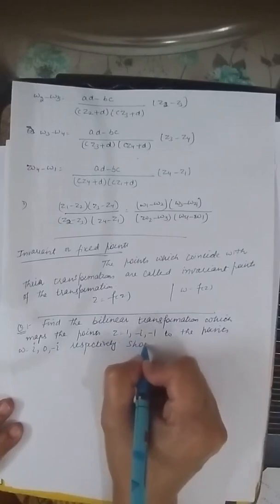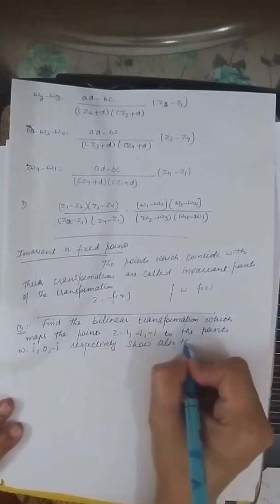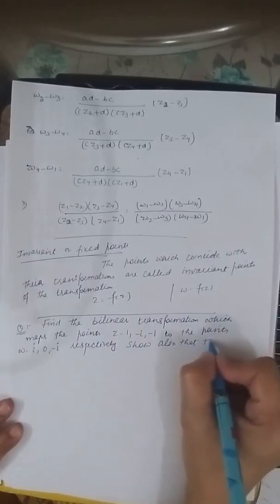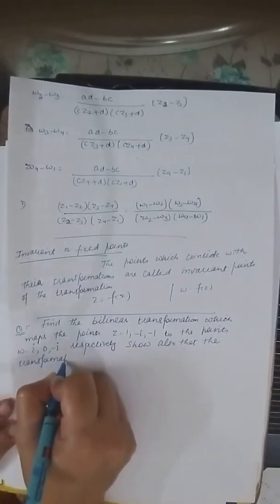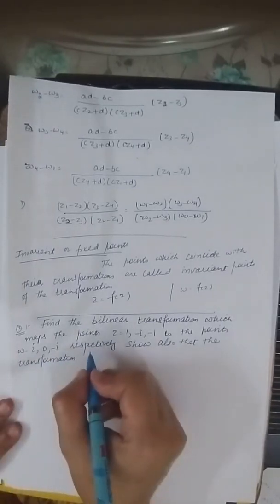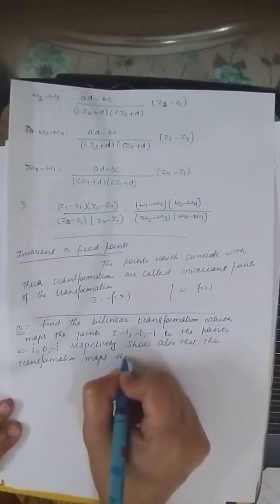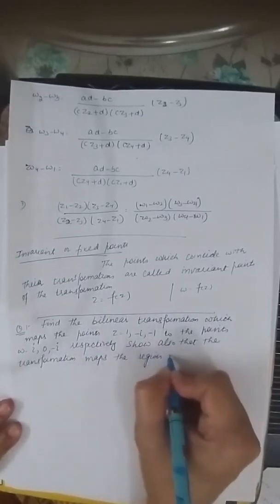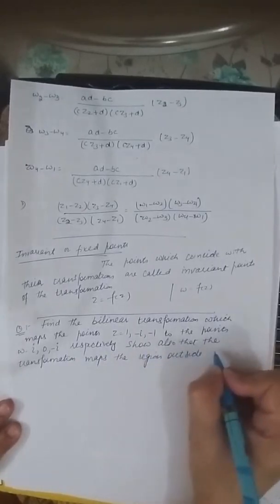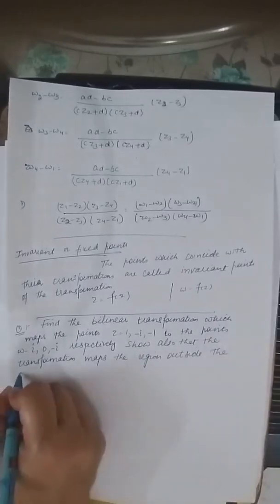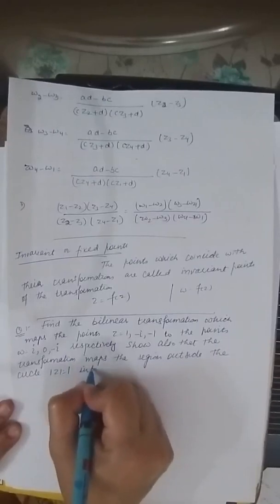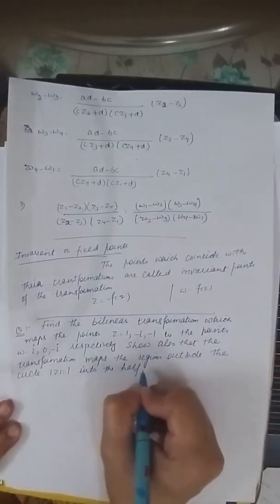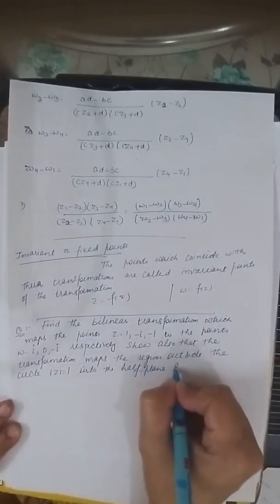Show also that the transformation maps the region outside the circle mod z equal to 1 into the half plane real part of w greater than equal to 0.